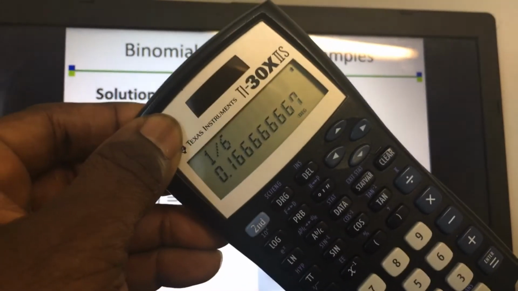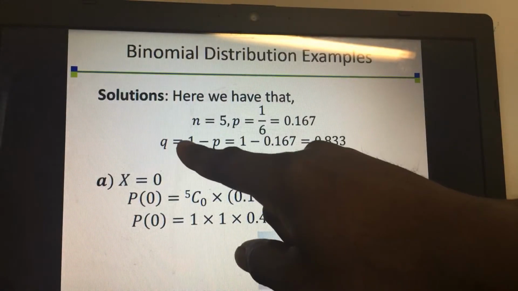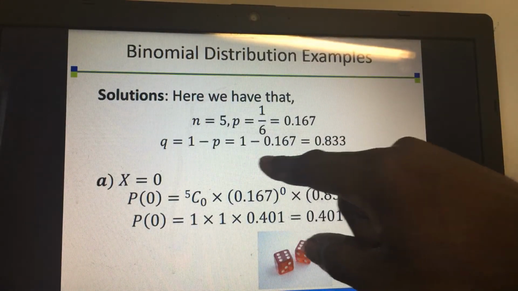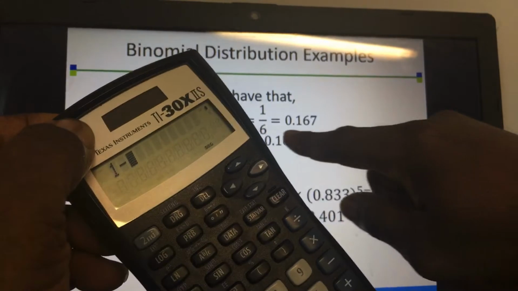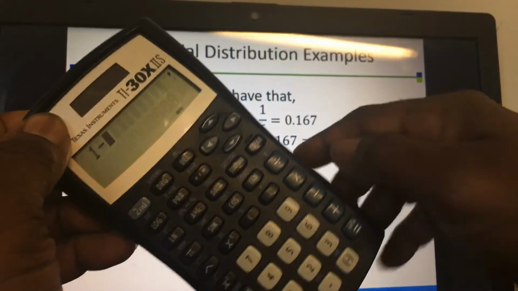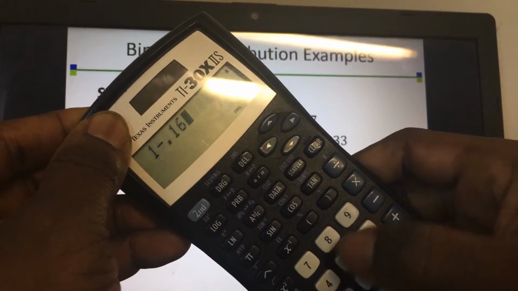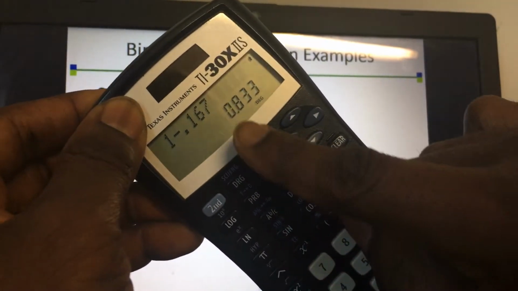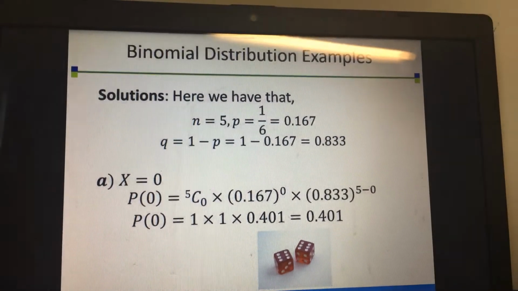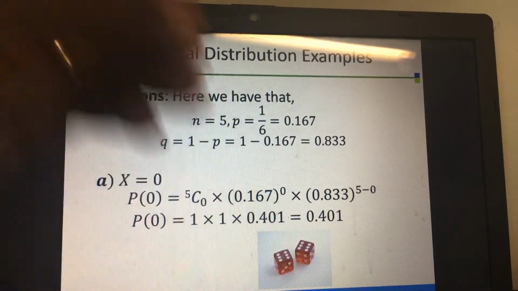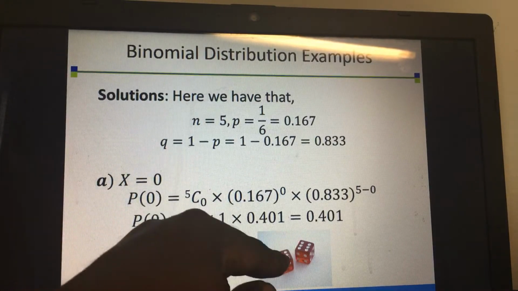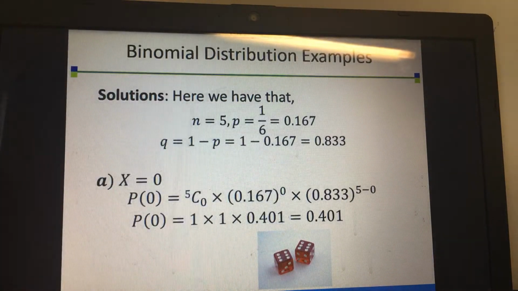Okay? And I told you that to get Q, simply do 1 minus P, which is 1 minus 0.167, which is 0.833. See? So why P? How do I know that P is 1 over 6? Because a dice has 6 sides. So for a dice only, P is 1 out of 6 chances for 3 to occur.